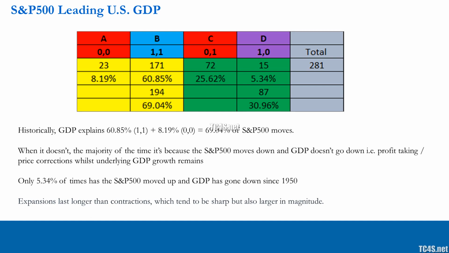But just being able to predict them both moving in the same direction still gives us extremely good odds. So if we can predict GDP and we use the S&P 500 as an instrument to represent our view, 69% of times we're going to get it right. The market is going to move in the same direction as GDP, assuming that we can predict it.